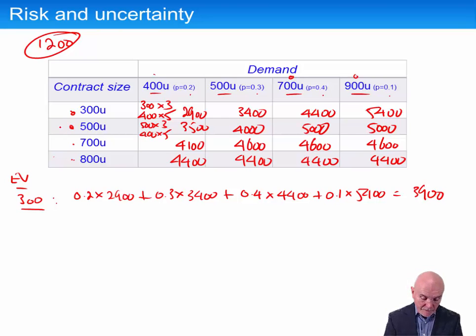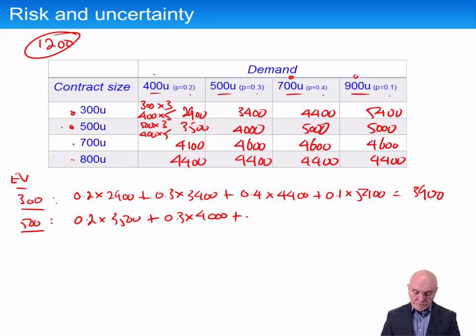Next one, if he signs up to 500, then on 2 out of every 10 weeks there's going to be 3,500. On 3 out of every 10 weeks it's going to be 4,000. And then really 0.4 plus 0.1, on half of all weeks, we're going to get 5,000.